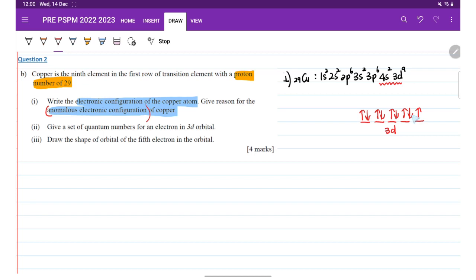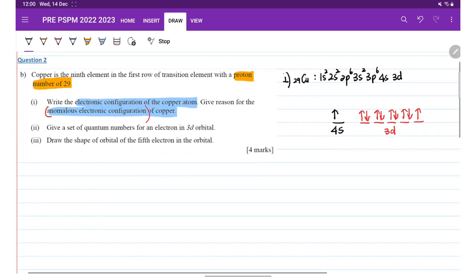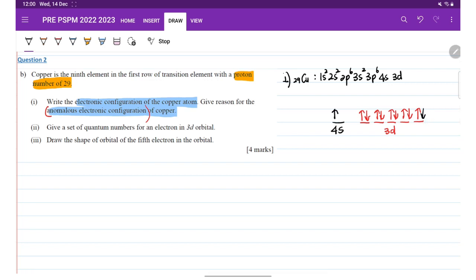So for copper, since it is said to be an anomalous case, what will happen is we will move 1 electron from the 4s orbital into the 3d orbital. So earlier here, your 4s had 2 electrons. So we will move 1 into the 3d orbital so that we get a completely filled one. So as a result, the electronic configuration of copper will be 4s1 and 3d10.